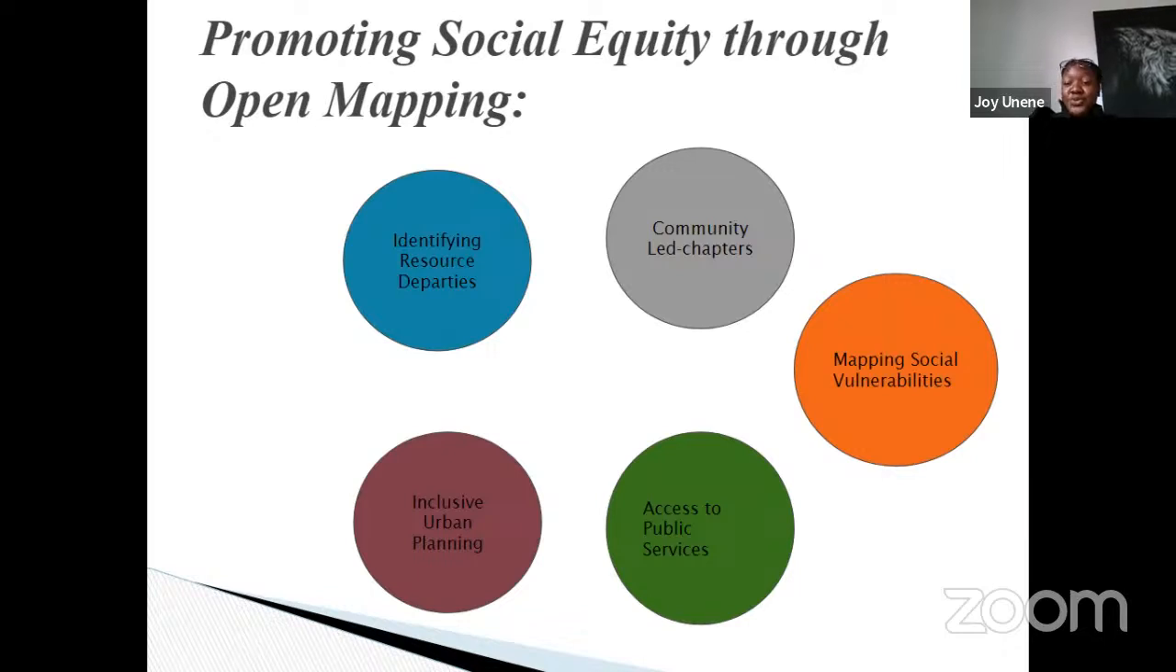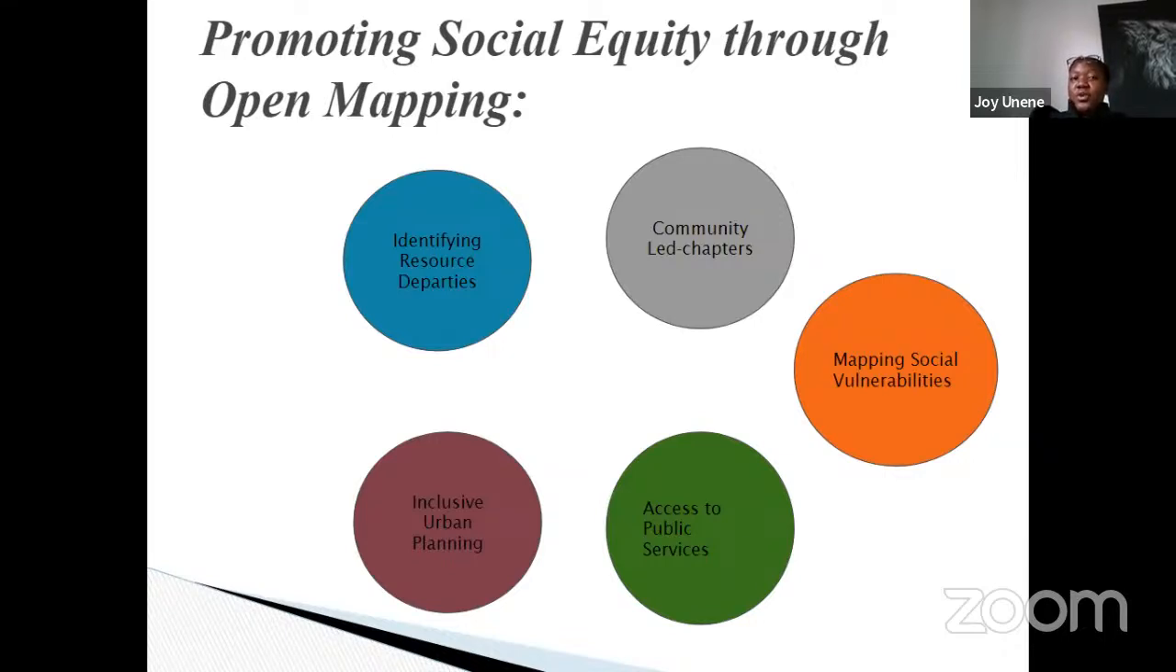We also have mapping social vulnerabilities. Here you have to be sure to identify the places that struggle the most and are currently going through a lot. Identify the places that have crises and ways in which you can reach them immediately when something wrong happens, and provide access to public services for them. Sometimes services are not evenly spread throughout countries. They're not evenly spread between rural and urban areas.